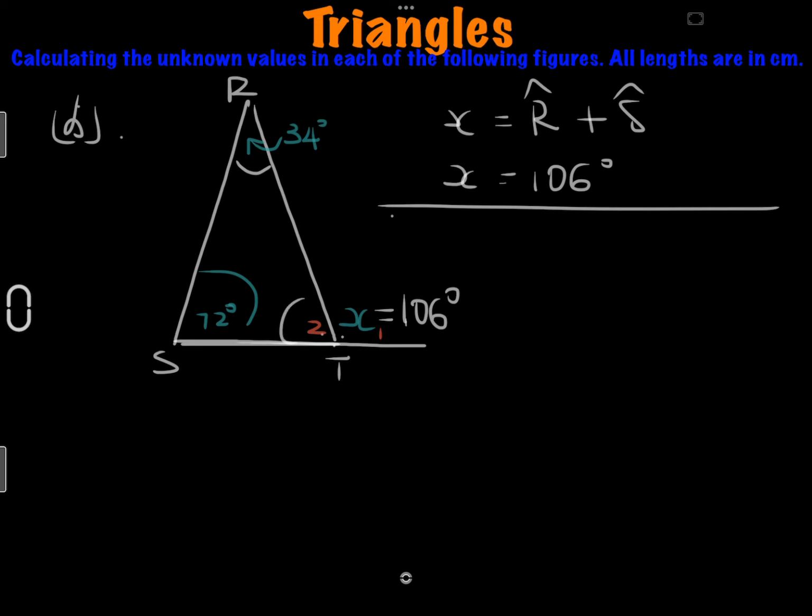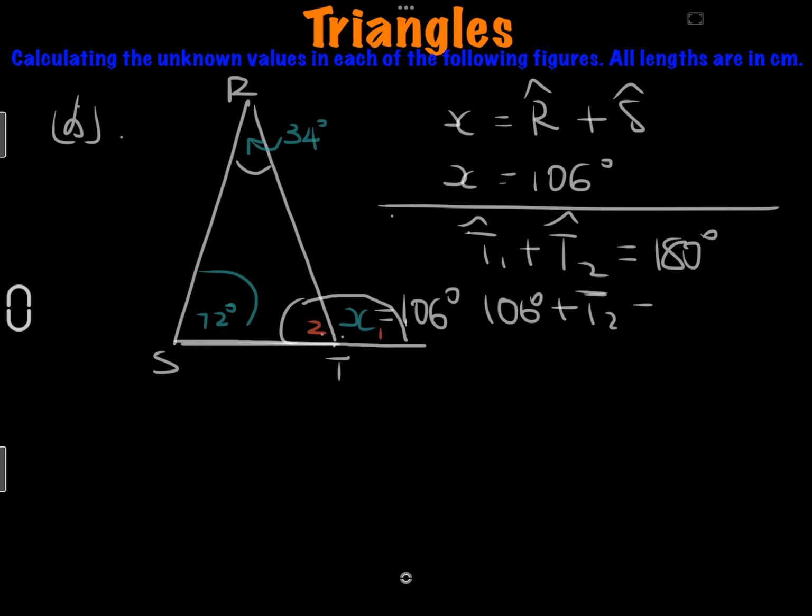To find T2, just to confirm this and convince ourselves, since this is a straight angle, we can simply say angle T1 plus angle T2 is equal to 180 degrees, since they are supplementary. So T1 in this case is x, which we found to be 106 degrees, plus T2, which we don't know, and we equate that to 180 degrees.